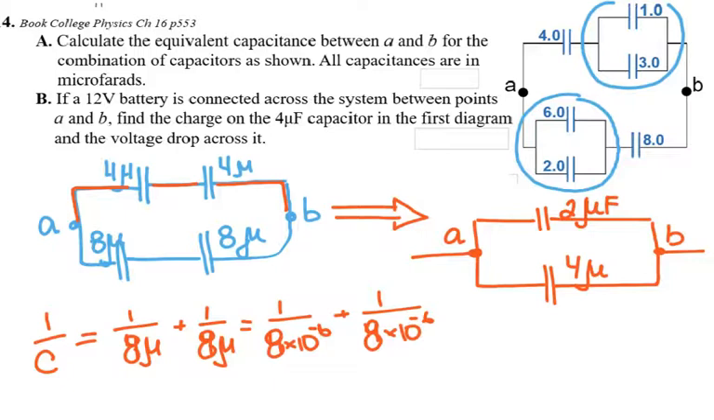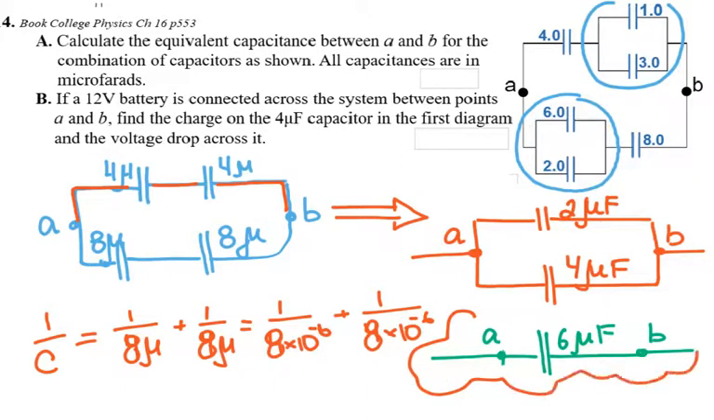And because they're in parallel, all I have to do is just add them. So if this is point A and this is point B, if I just add them, then the total capacitance is 6 microfarad. So this would be my final result. For A, calculate the equivalent capacitance between point A and B, so that is 6 microfarad.